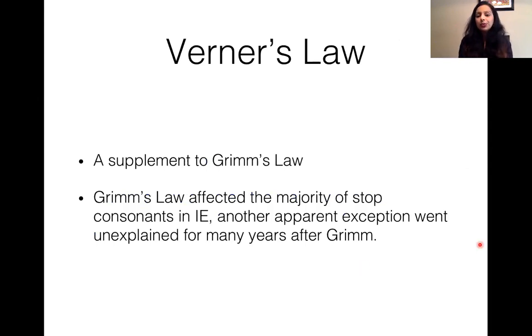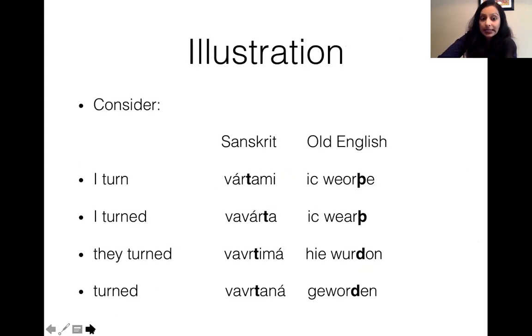There is a supplement to Grimm's law, and this is called Verner's law. This was an exception that was noted by Carl Verner. Grimm's law affected the majority of stop consonants, right? So p, t, k, b, d, g, bh, dh, gh. But there was another exception that went unexplained for many years. So I want you to consider the Sanskrit for I turned, they turned, and the Old English. In Sanskrit, it's vartami, vavarta, vavartima, vavartana. And if you know, I've learned Sanskrit for 10 years.